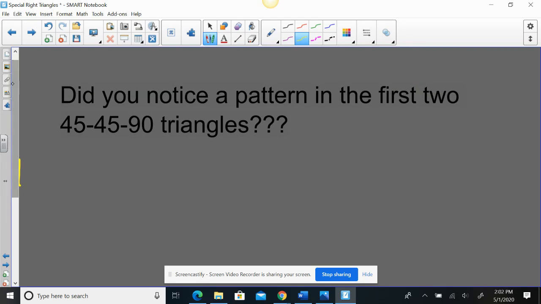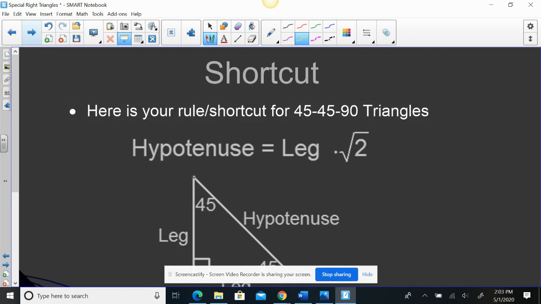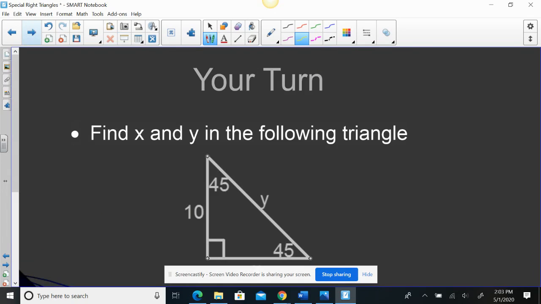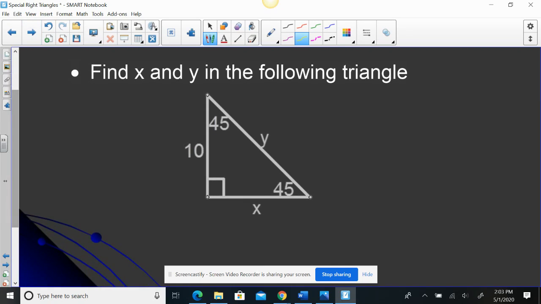So if they give you a leg to get to the hypotenuse, again, your hypotenuse is just equal to your leg times the square root of 2. And I'm talking about 45-45-90 triangles. So don't go ahead and use that in any right triangle. It's only for an isosceles right. Okay, so we have our shortcut. Hopefully you have that written down. And now pause it, try it, and then come back and check it.